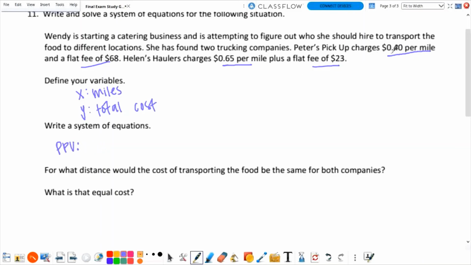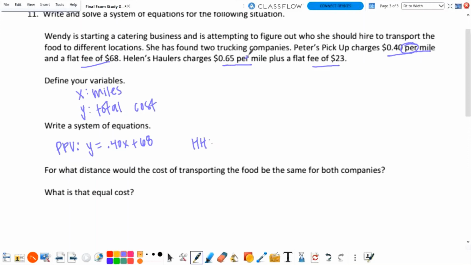Right, so 40 cents per mile, that is our rate word. That tells us that is our rate of change. And a flat fee means everybody's getting charged $68 regardless of how many miles they travel, right? So that's our initial value. So it's going to be y equals 0.40x plus 68, right? The same concept applies to Helen's Haulers.